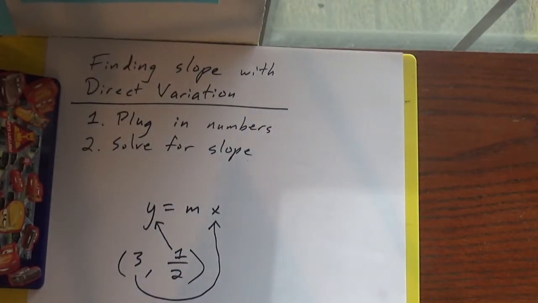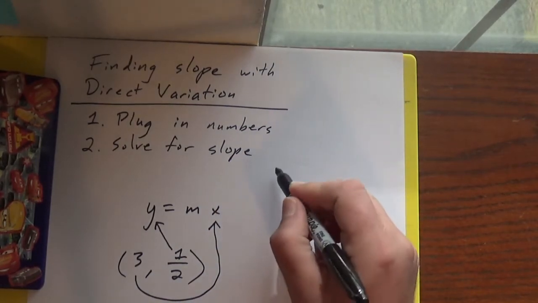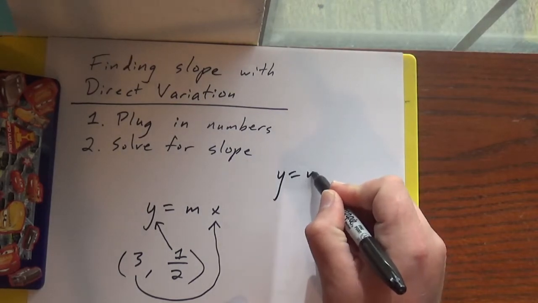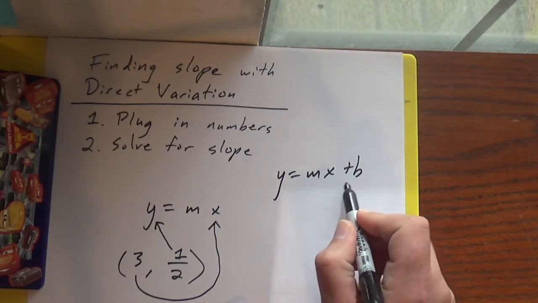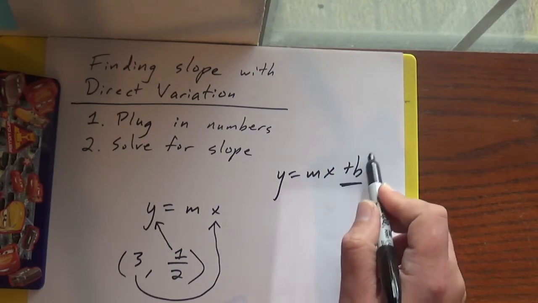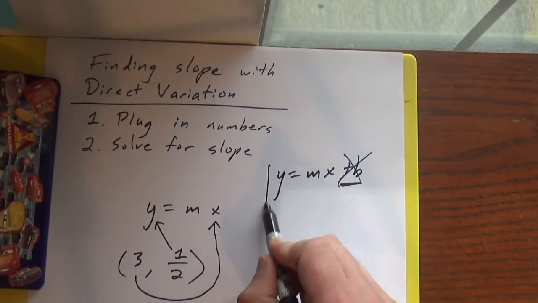Alright. The other kind of problem that we get is they'll say that it varies directly, and then they'll give you a coordinate and ask for an equation. So our standard equation, the slope-intercept equation, is this. But I already told you that if it varies directly, this is 0. So it's gone. We don't have it. We just have this part.